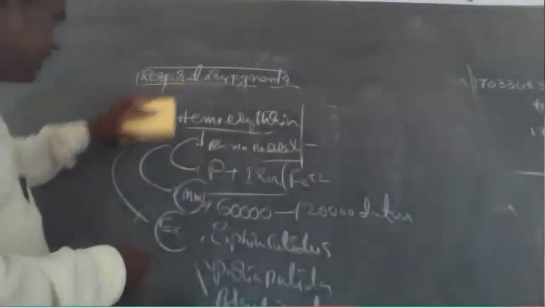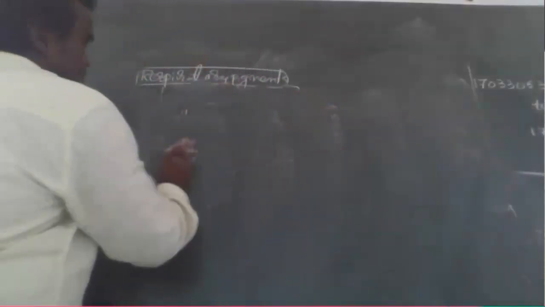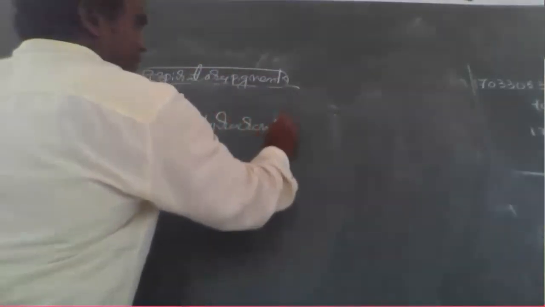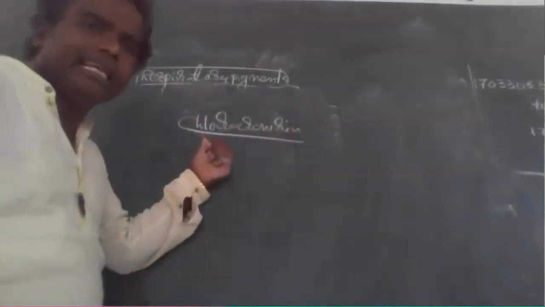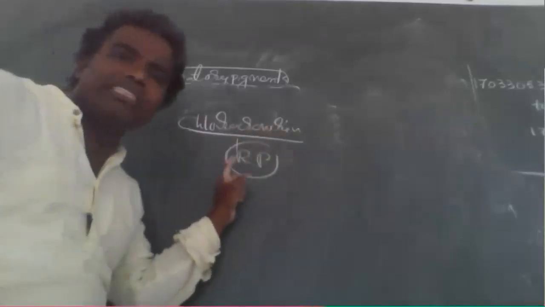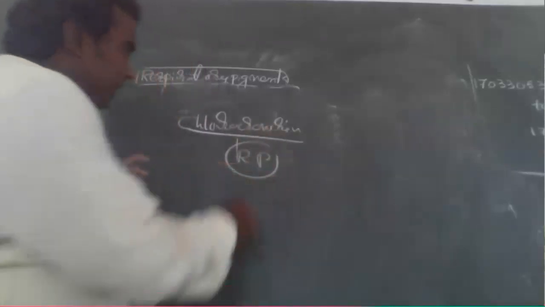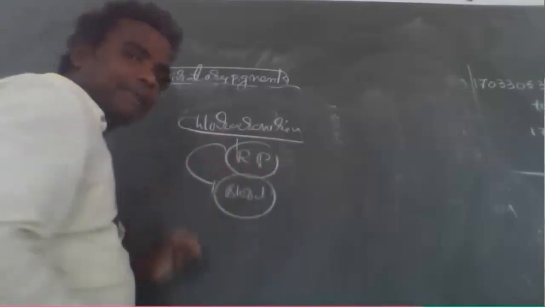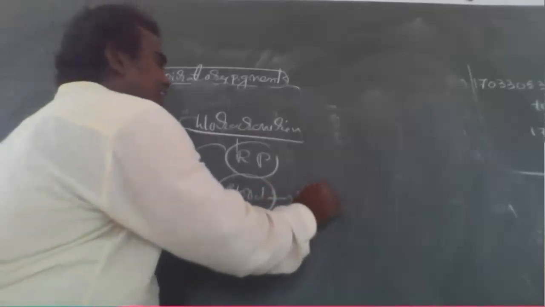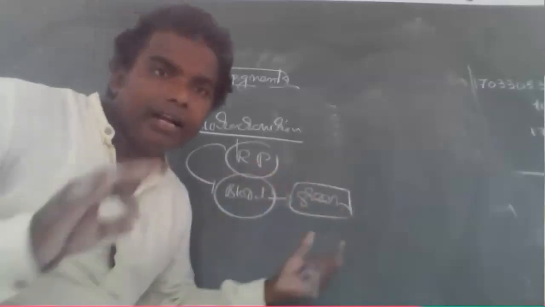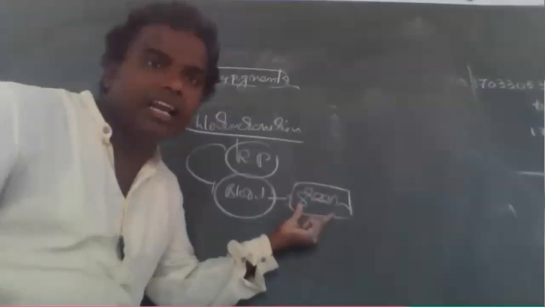Next one, chlorocruorin. Chlorocruorin is a respiratory pigment. So if chlorocruorin is present in the blood, that blood is green in color. Remember, green in color.